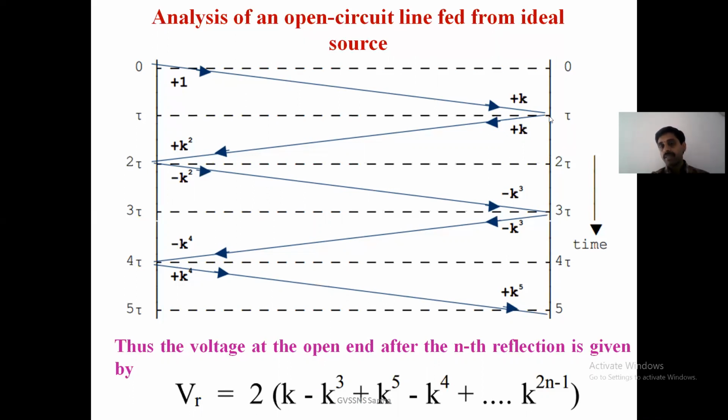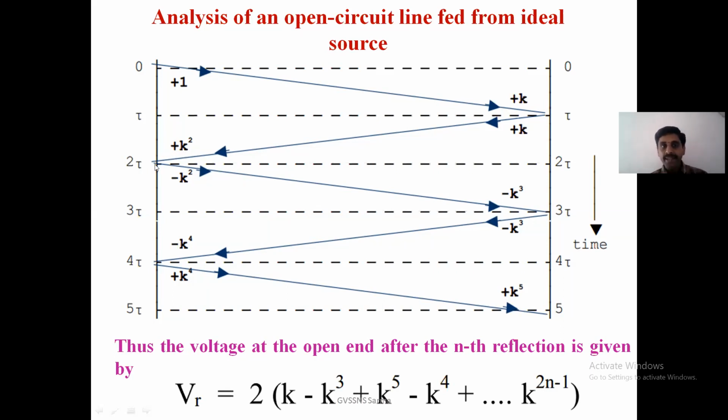At this point, I told you that if it is an open circuit line, whatever wave is incident, the same value with the same sign will be reflected back. If E is incident, plus E is reflected back. Therefore, K is the wave incident, plus K is reflected back. During the traveling, it will be attenuated, that means multiplied by the attenuation factor K. K into K, K square is the value reaching this position.